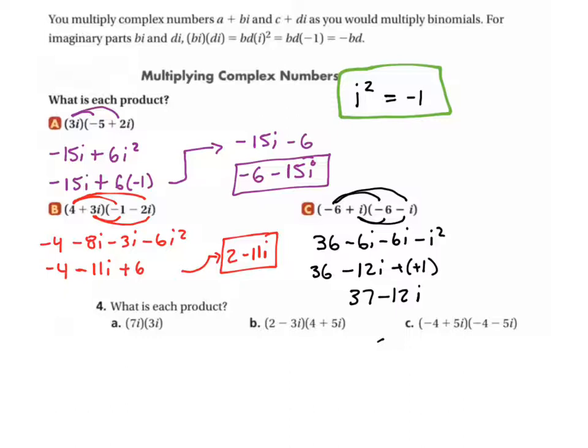Oh, actually, incorrect. Go back. I made a mistake. -6 times -i, this is a +6. So in this case, this is not right here. This actually becomes 0. Sorry about that. This is just 0. So in reality, the 12i is gone. And so in reality, our final answer is just 37.